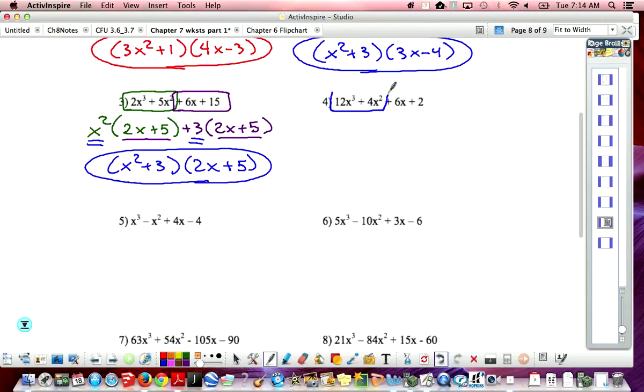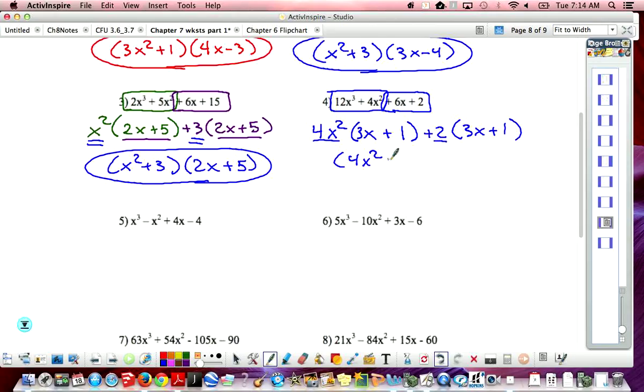Number 4, 12x cubed plus 4x squared. They share a 4 and an x squared. So I'm left with 3x plus 1. 6x plus 2, they just have a 2 in common. So I'm left with 3x plus 1. So now I can combine these two together. I have 4x squared plus 2 sets of 3x plus 1.